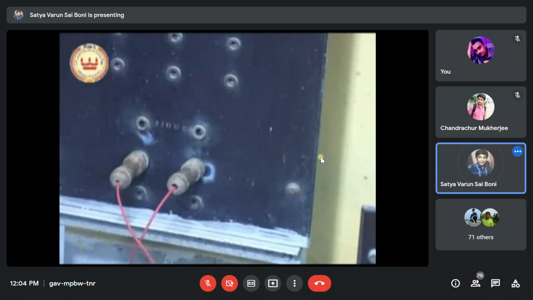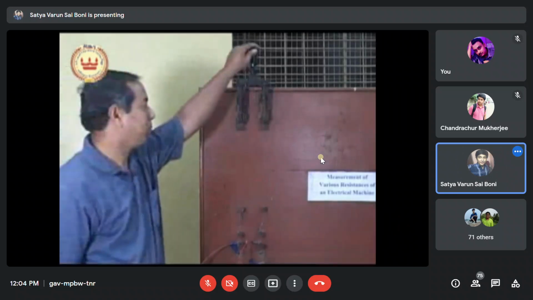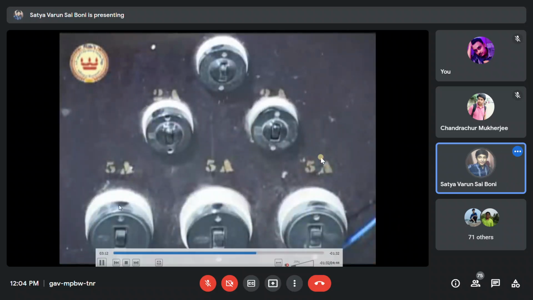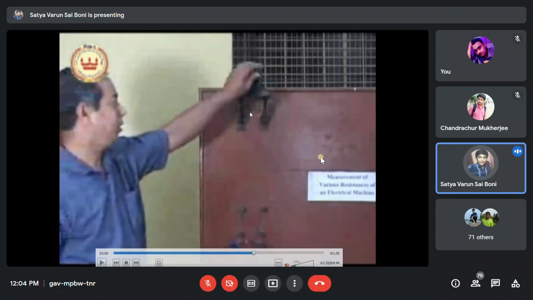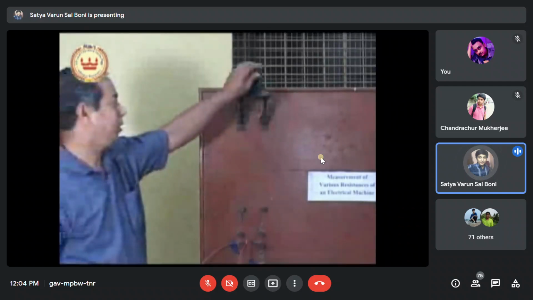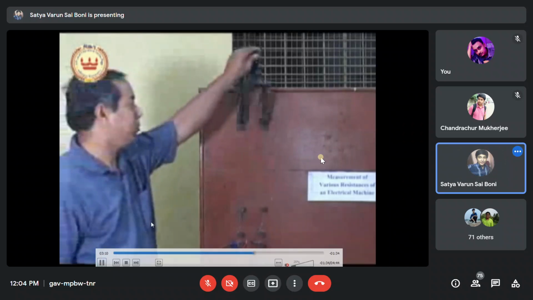See, this is 110 volt DC directly given as the supply. See, this is a 2 point starter. Okay, what is showing now? 2 point. Normally nowadays 3 point starters have also come. Okay, this is a 2 point starter.